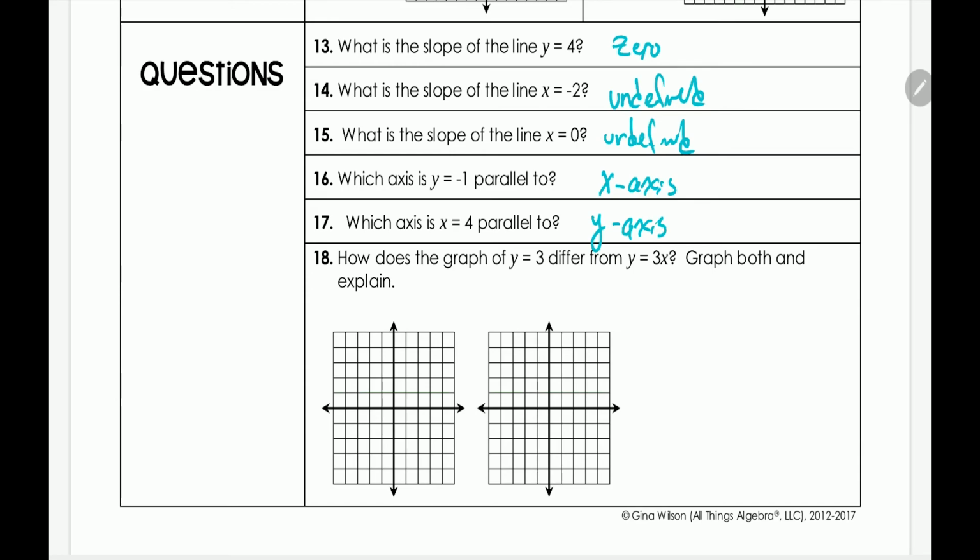Okay? Now, I want you to do 18 by yourself. It says, how does the graph of y equals 3 differ from y equals 3x? Graph both and then explain the differences. And I will be reading those and seeing what you think. And lo and behold, we are done.